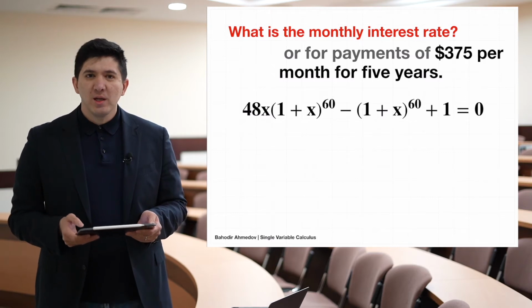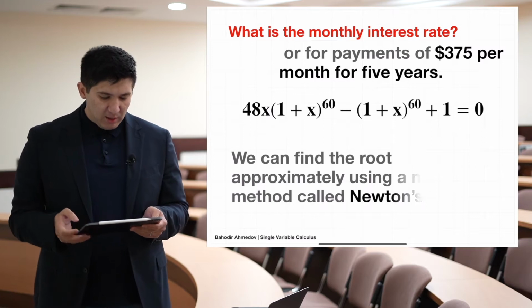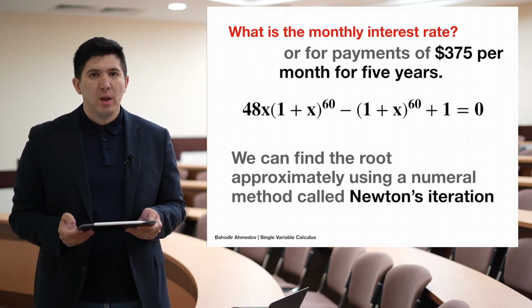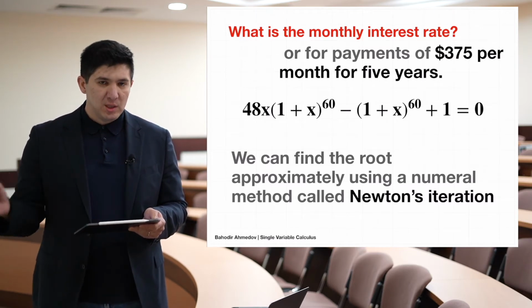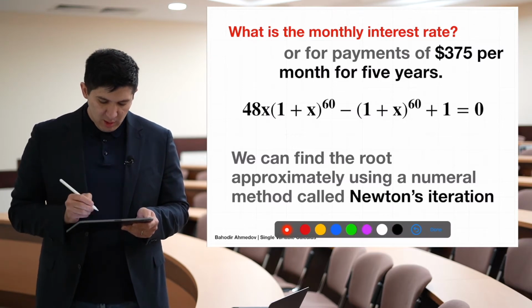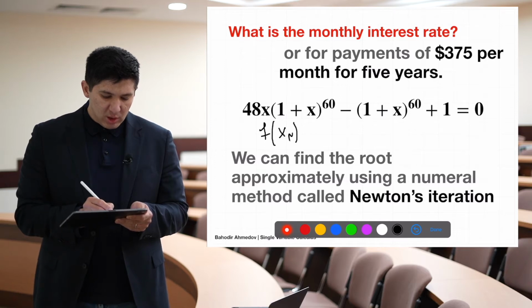So what we want is to find this numerically, approximately, and we can find the root of this equation approximately using the so-called Newton's iteration. I'm going to try to explain the idea. We are going to call the root of this kind of equation the point x_r, so that if I substitute this into the function, it is going to be equal to 0.